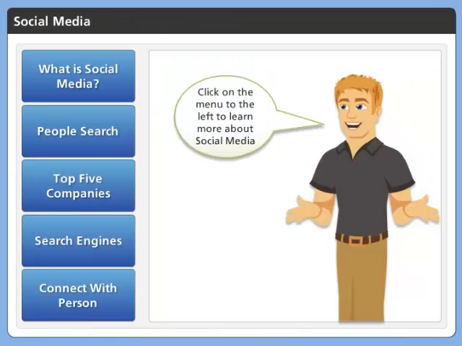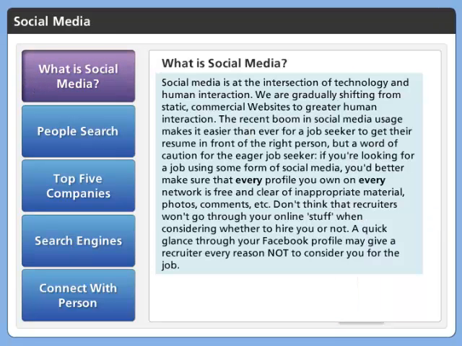Social media. Click on the menu to the left to learn more about social media. What is social media? Social media is at the intersection of technology and human interaction. We are gradually shifting from static commercial websites to greater human interaction. The recent boom in social media usage makes it easier than ever for a job seeker to get their resume in front of the right person, but a word of caution for the eager job seeker.